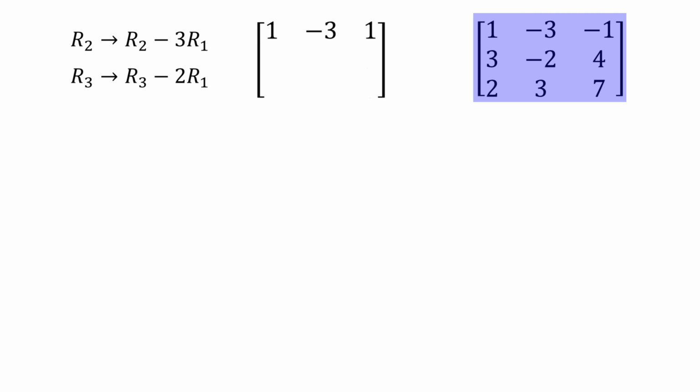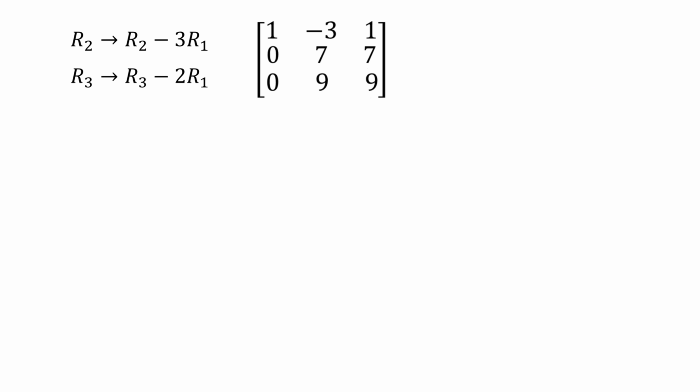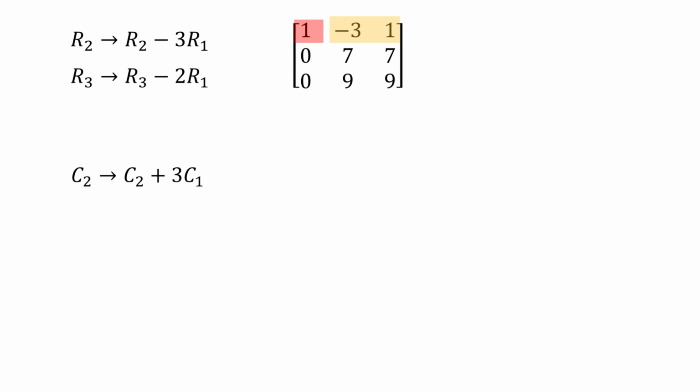So the first row will be written as it is. For the second row you get 3 minus 3, minus 2 plus 9, 4 plus 3. For the third row you get 2 minus 2, 3 plus 6, 7 plus 2. For the next step, we will try to make these elements as zeros using C1. So the operations will be changing C2 as C2 plus 3C1, C3 as C3 minus C1.